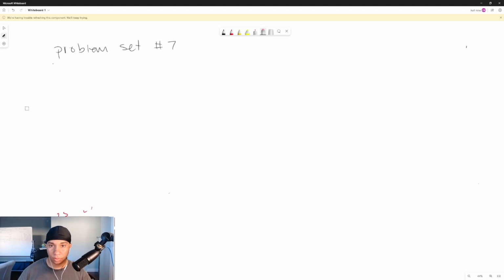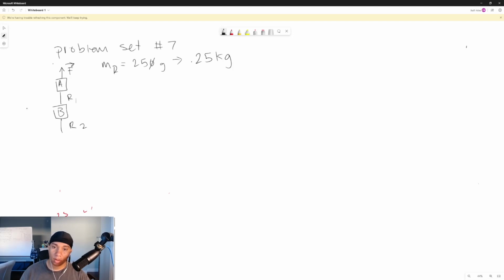Nice. So this was a pretty cool one. We have this figure here, right? By the way, this is force F. So we have block A, rope 1, block B, and rope 2. The mass of the rope is equal to 250 grams, which converts to, you move the decimal over 3 times, 0.25 kilograms, right? And the mass of the boxes, and they're both the same, is 1 kilogram each.